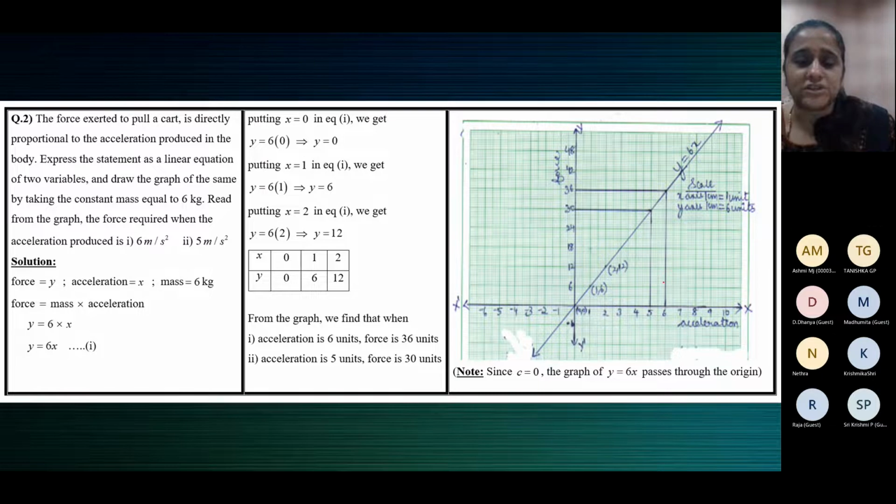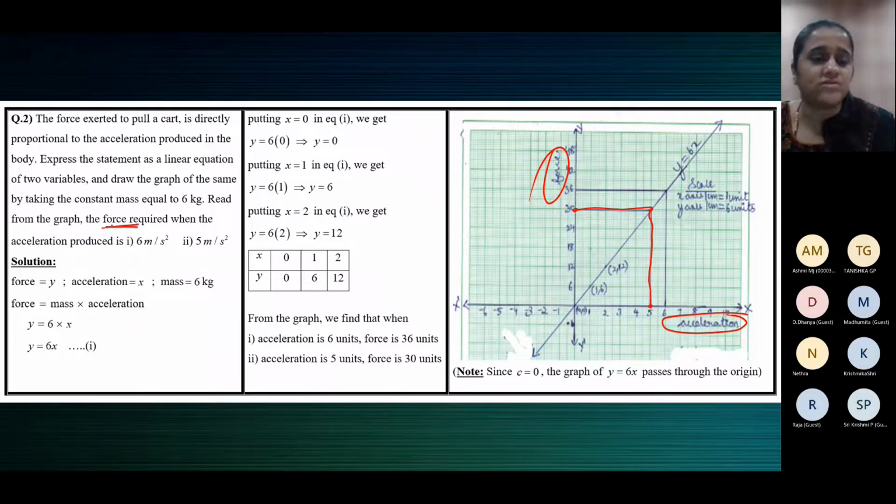So when the acceleration is 5 meters per second square, see here, acceleration is taken along the x-axis. So when acceleration is 5, go up till you hit the graph line. When you hit the graph line, draw a line parallel to the x-axis and read the corresponding value along the y-axis, which is force. We need to find the force required. And the force is 30 units.